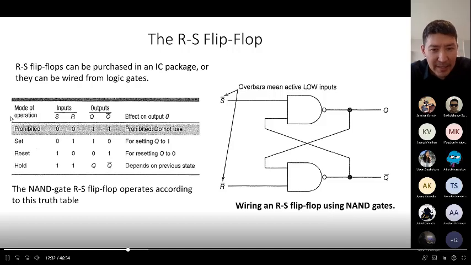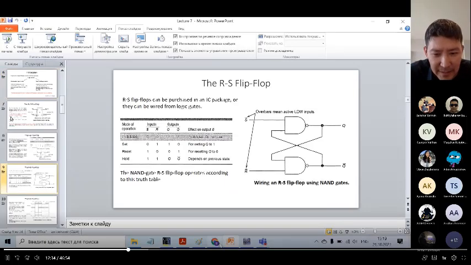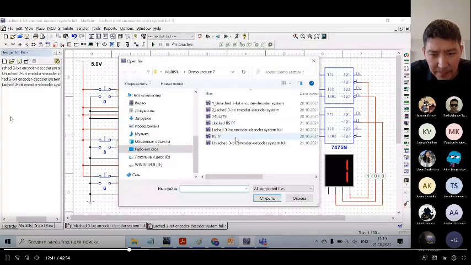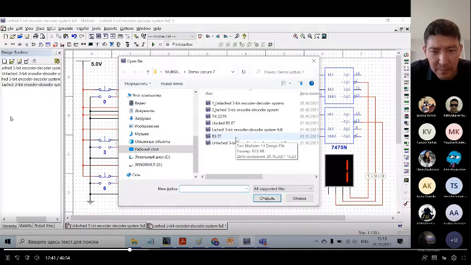Guys, let's consider this in Multisim. So I will open, I guess, this one.